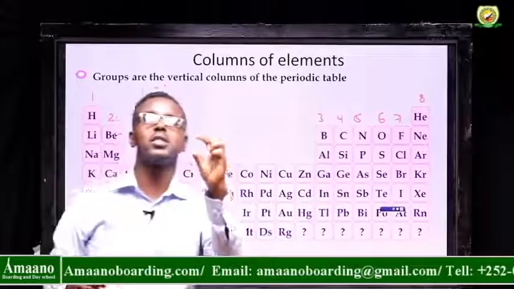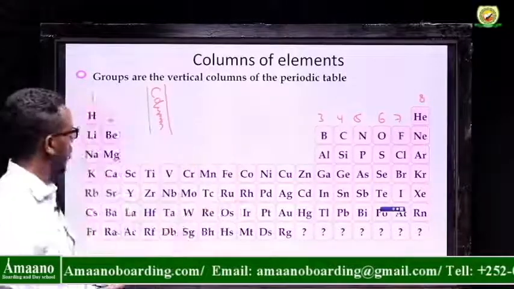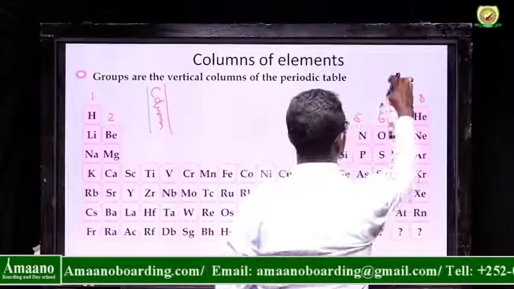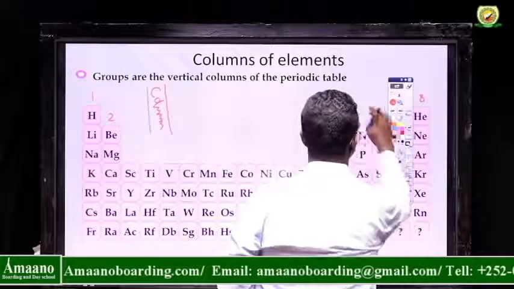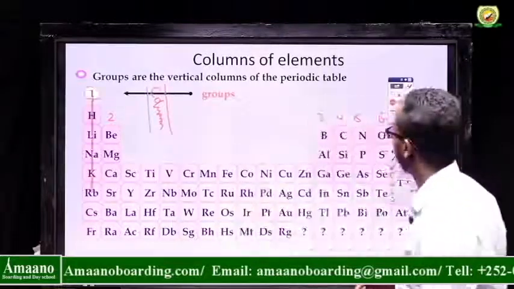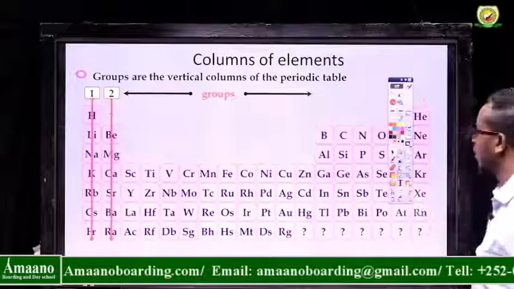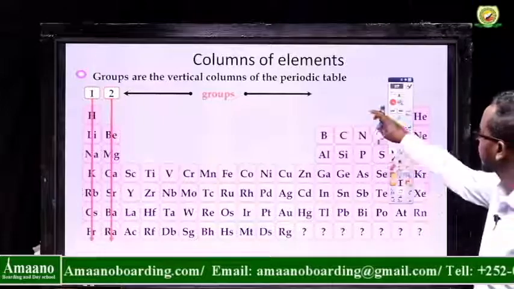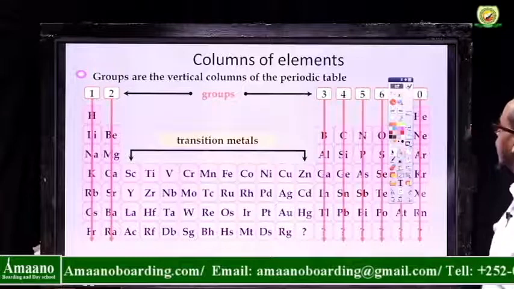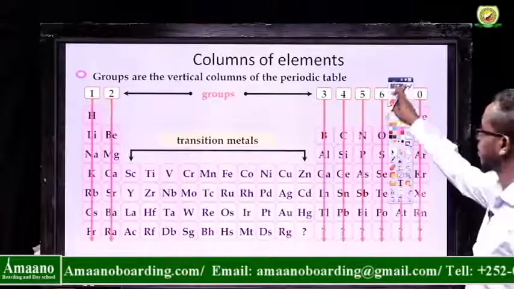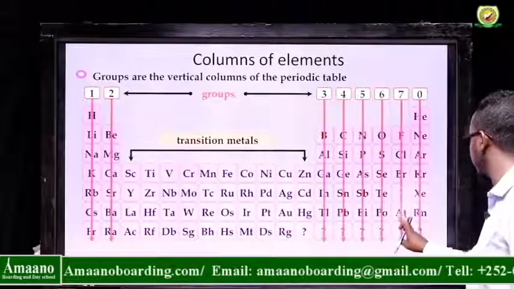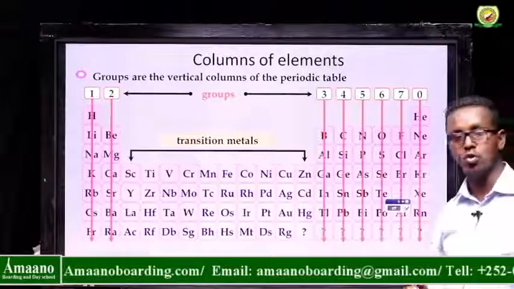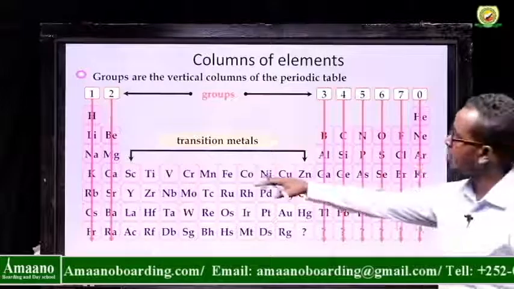Each column represents one group. Consider this one: group 1, group 2, then 3, 4, 5, 6, 7, 8. Group 8 is also called group O, or the noble gases. So we have 8 groups.